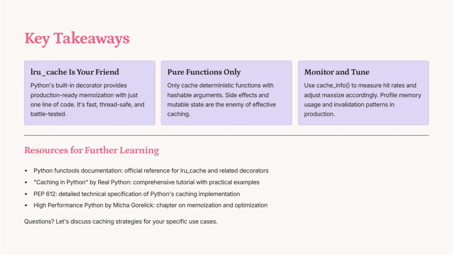Leverage Python's LRU cache for efficient memoization with minimal effort. Ensure functions are pure and arguments hashable to maximize cache effectiveness. Regularly monitor hit rates using cache info and adjust max size for optimal performance. Explore resources like the Python functools documentation and Real Python's tutorials for deeper insights into caching strategies.